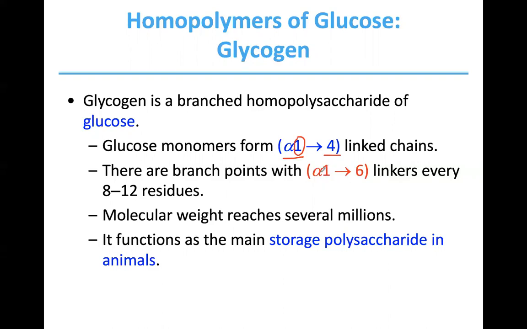And with glycogen, now there are branch points. What that means is that every 8 to 12 residues, you will see that the anomeric position of a glucose is linked to position 6 of a different glucose unit. It's just all one big molecule. So here a branching will occur. Molecular weight reaches several millions and it functions primarily as a storage polysaccharide in animals.